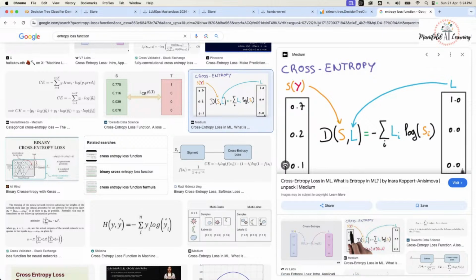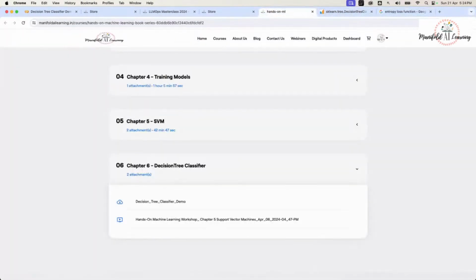Okay, let's consider an example. For better understanding of this entropy, we'll consider two things. Let me bring up a notebook.